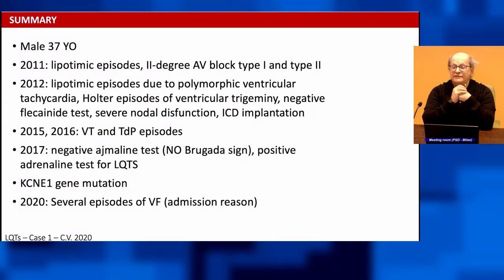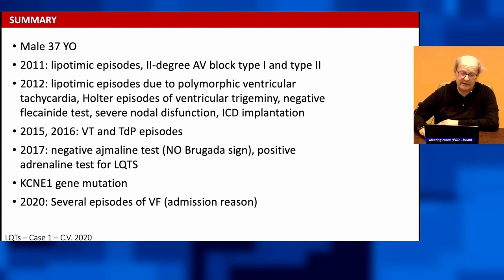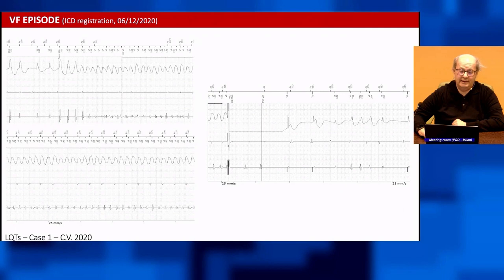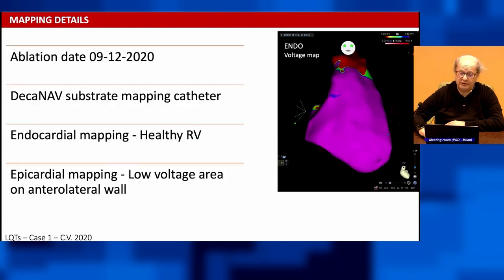This was the first patient, with ventricular fibrillation every other day. This patient was very well studied and implanted a few years before for cardiac arrest and torsade de pointes. This was the EKG at admission under full dose of beta blocker. And this was one of the episodes of ventricular fibrillation in this patient.